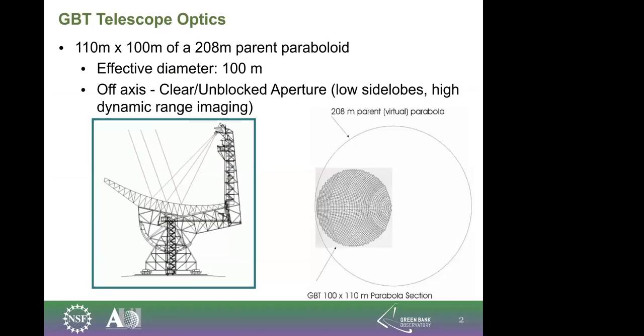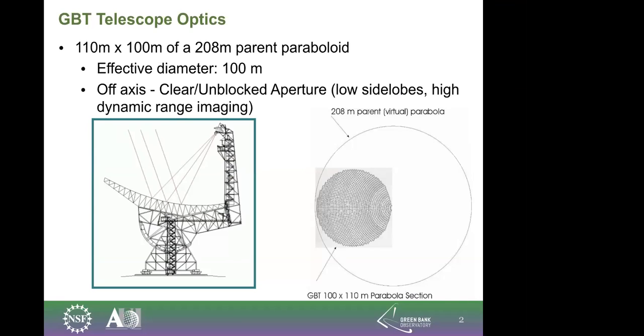Okay, so just to cover some of the GBT optics. The dish is a 110 meter by 100 meter dish of a 208 meter parent parabola. That is what's shown here on the right: you can see what the parent virtual parabola is, the 208 meter parabola, and that the GBT is a 100 by 110 meter section of that parabola. So the effective diameter is about 100 meters.